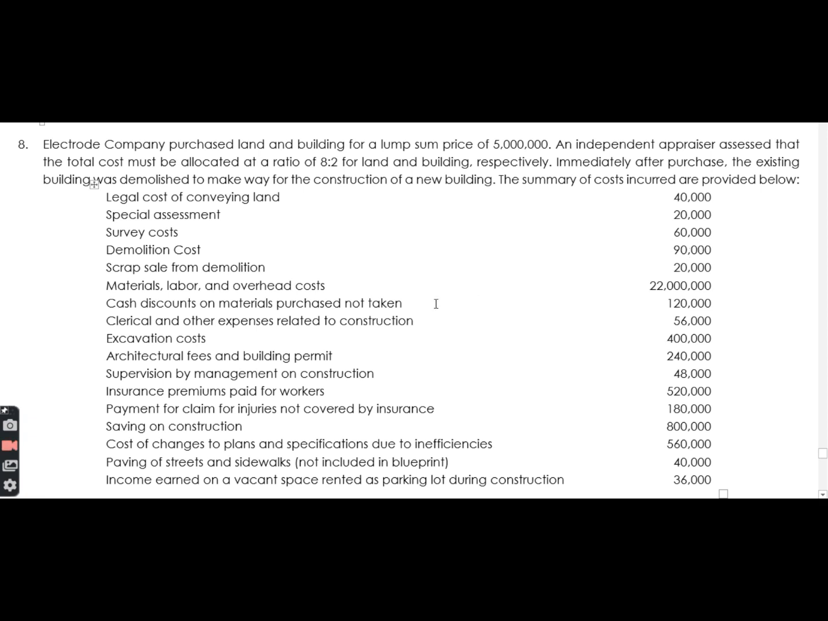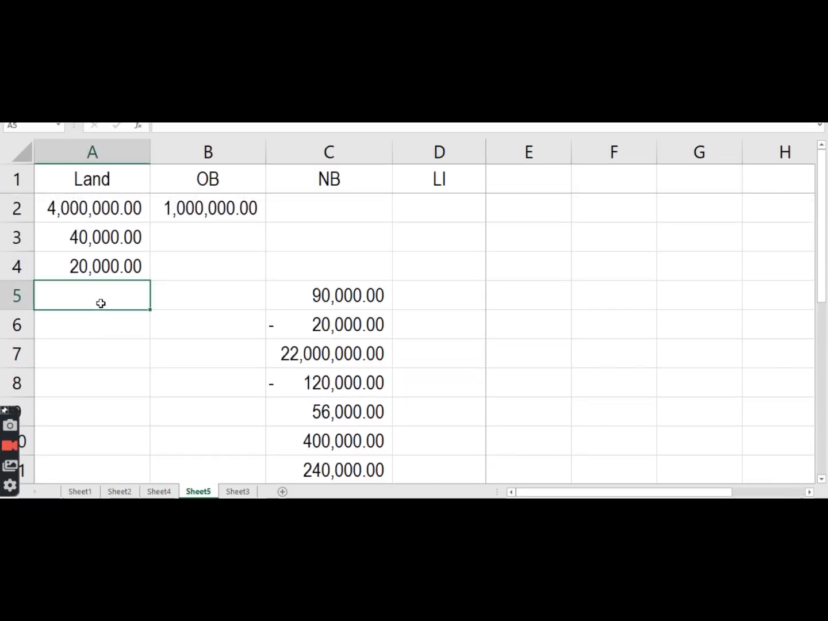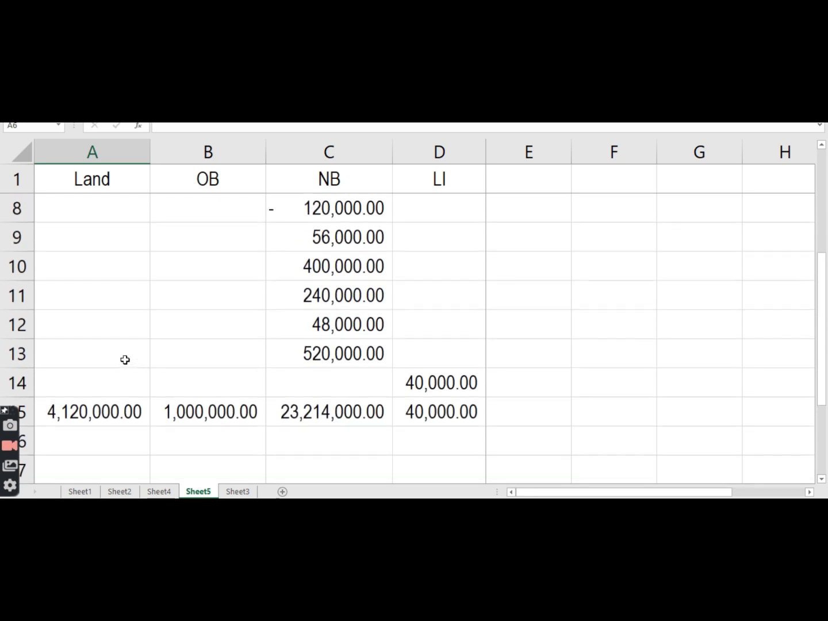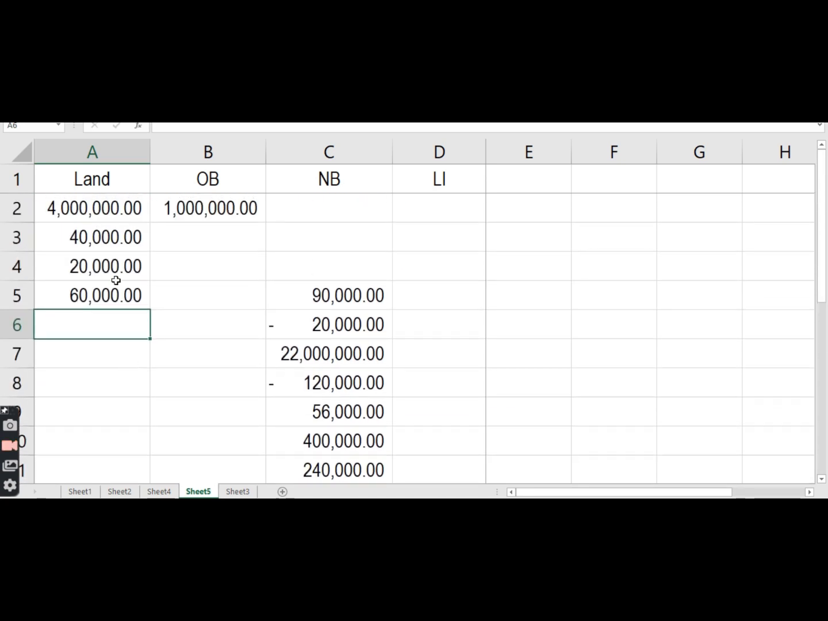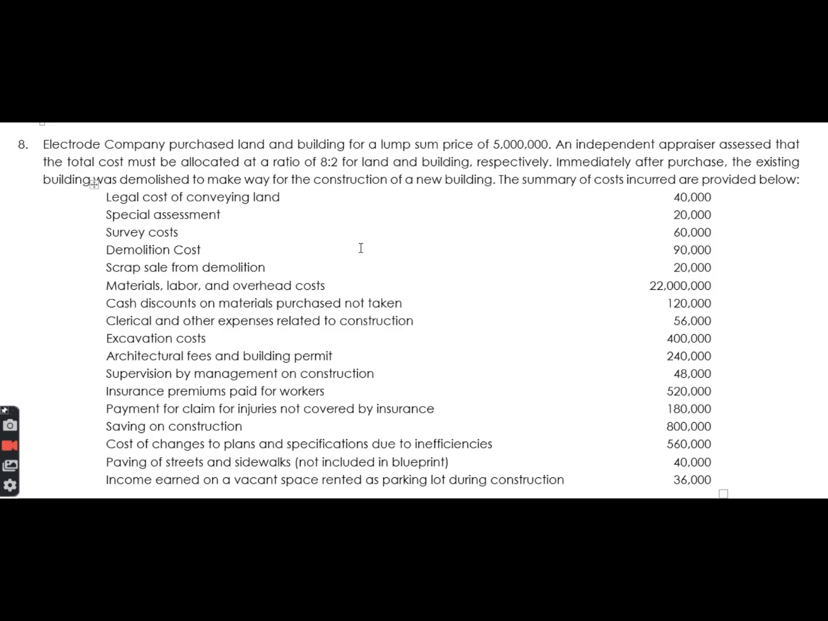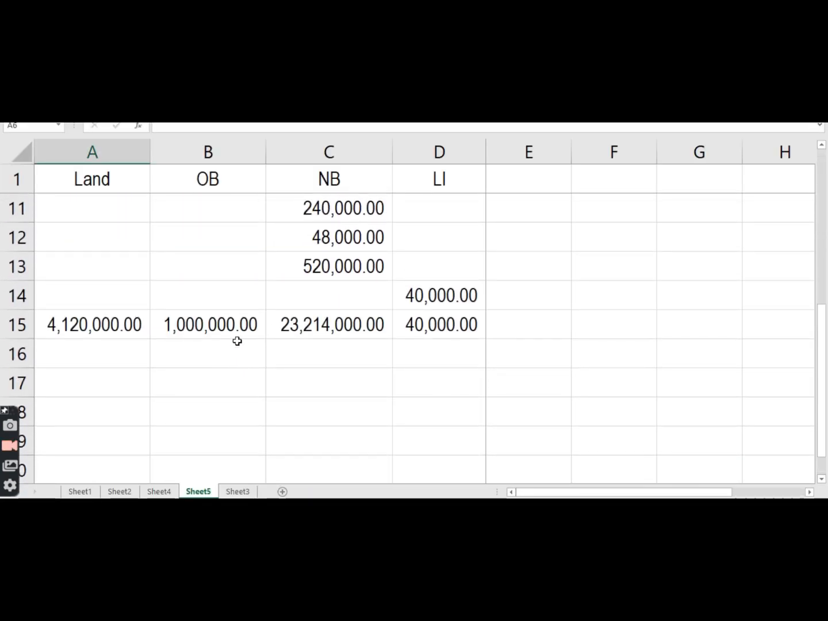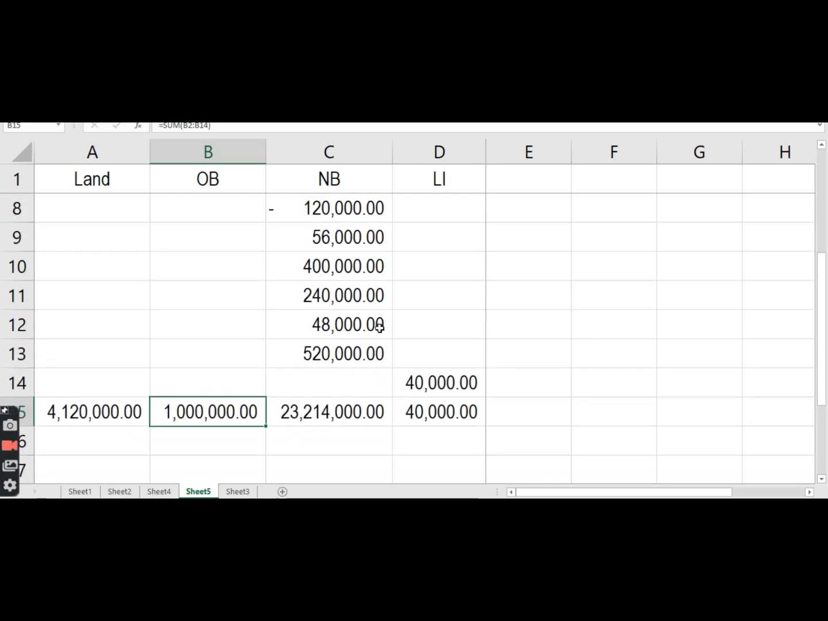Ay, may survey cost pa pala doon. Sorry, hindi ko nakita. 60,000. Okay, so yun na. So, for 120, yung ating land. So, ang mga laman ng ating land is yung 4 million, yung 40 na legal cost, yung special assessment, at saka survey cost. So, yun yun. Tapos, yung sa old building, yung pagkakabili lang.